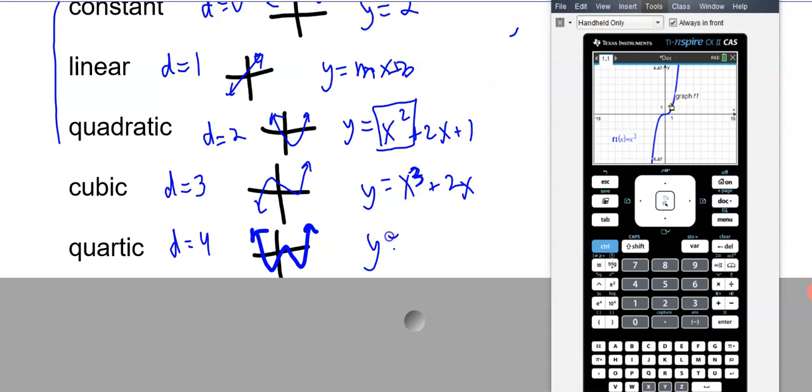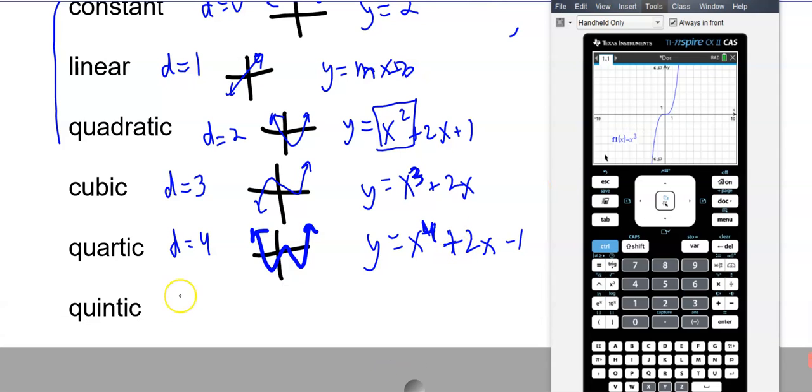The equation might be y equals x to the fourth plus 2x minus 1 or something. It doesn't have to go down by degree of 1, but the large degree term would be x to the fourth. And finally, quintic is degree 5. You don't see a ton of these, but you might.